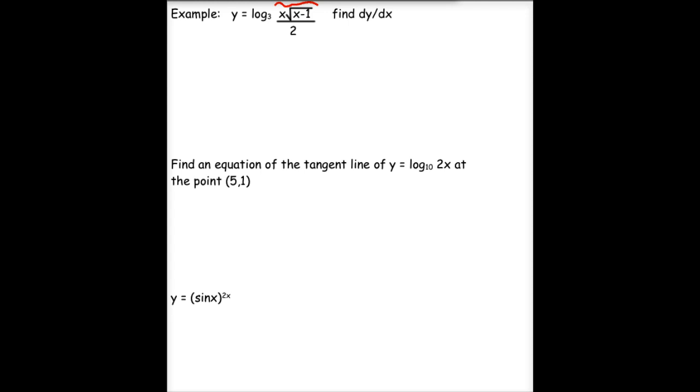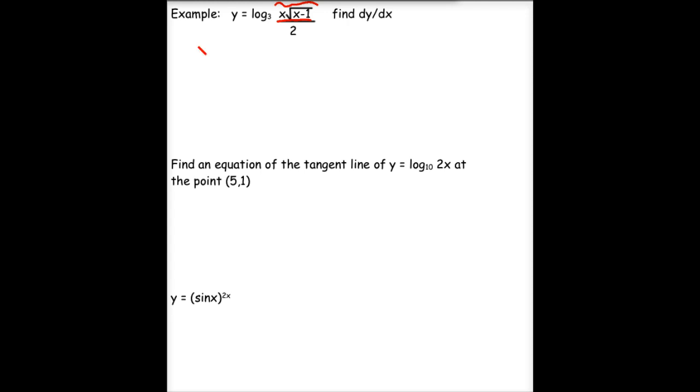I'm getting a lot of stuff in my favorite word bank today. Logarithmic differentiation. It's got a lot of syllables in it. I'm going to break this sucker apart. First and foremost, it's a quotient.